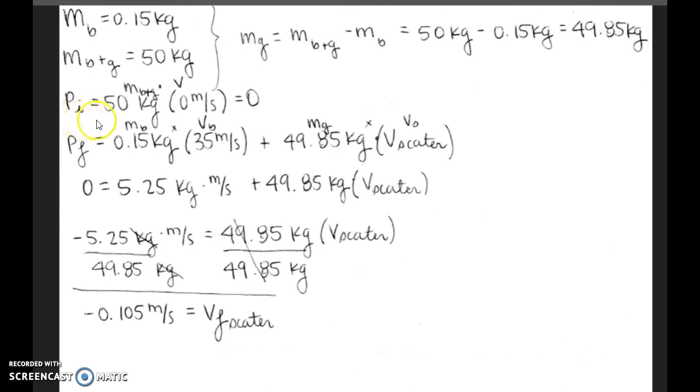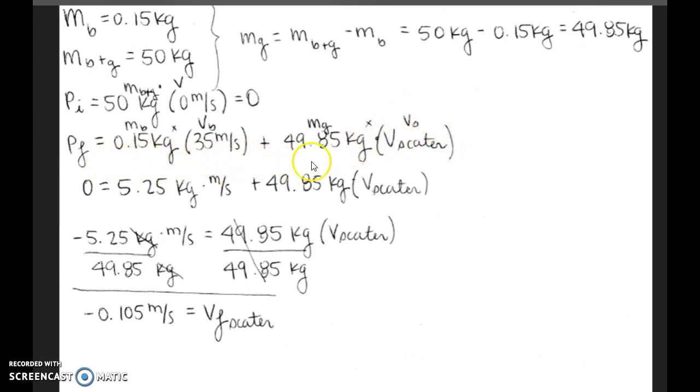her initial momentum. Momentum is the mass of the object or person times the velocity of that object. For her initial momentum, it's 50 kilograms times 0 meters per second, because she has not thrown the ball yet. So her initial momentum is 0. Her final momentum is the mass of the ball times the velocity of the ball plus the mass of the girl times the velocity of the girl or skater.